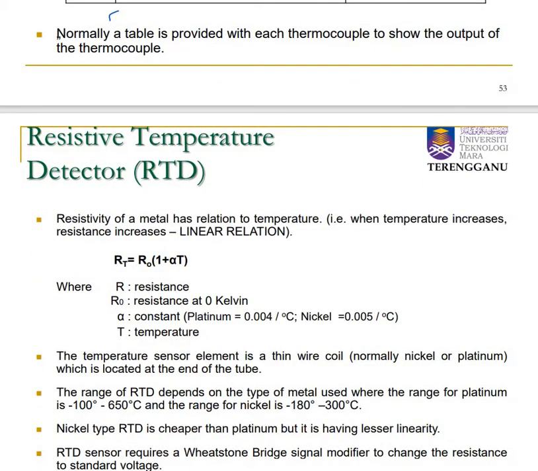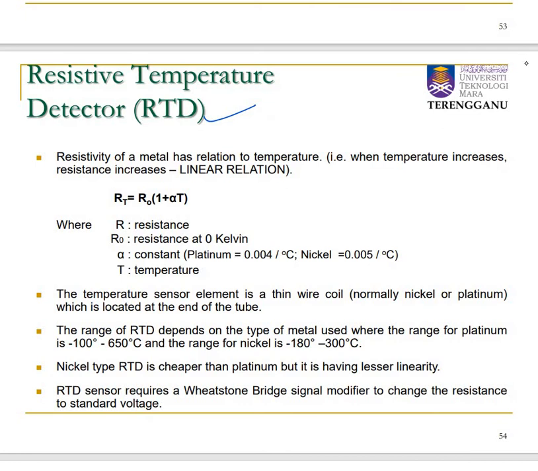The next type of temperature sensor is the resistive temperature detector, which is RTD. This RTD is dealing with resistance. For your information, there is a relationship between the resistance and temperature. Basically, resistance is temperature dependent. So when the temperature increases, the resistance increases. Later on, I will show you a video about this relationship so that you can get more understanding on this working principle. For this resistance and temperature relationship, you can use this formula.